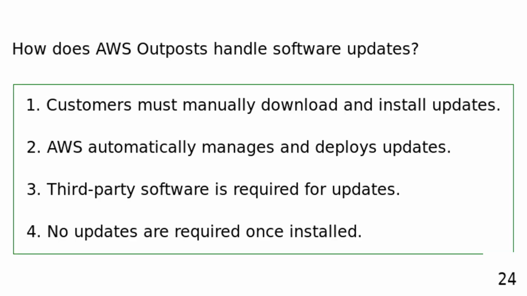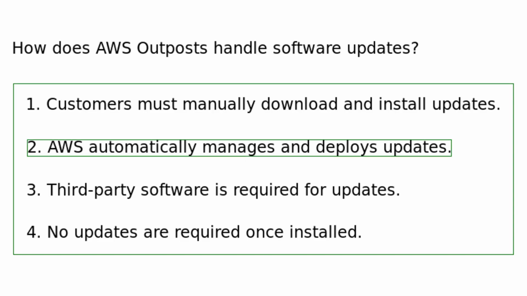How does AWS Outposts handle software updates? Customers must manually download and install updates. AWS automatically manages and deploys updates. Third-party software is required for updates. No updates are required once installed. AWS manages and deploys software updates for Outposts, ensuring that the infrastructure remains up-to-date and secure.